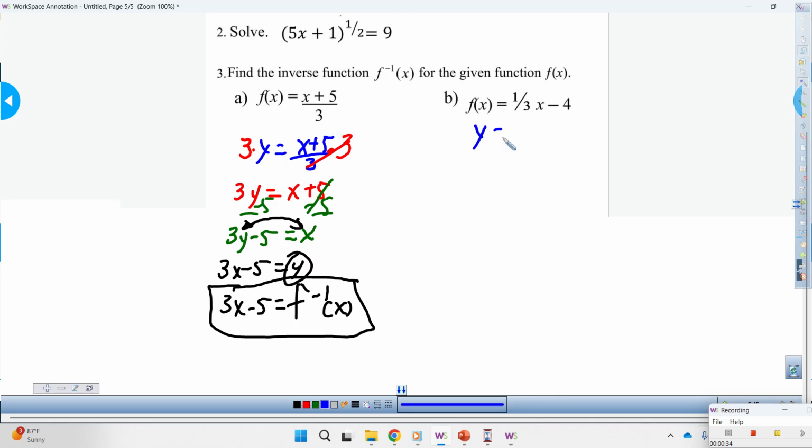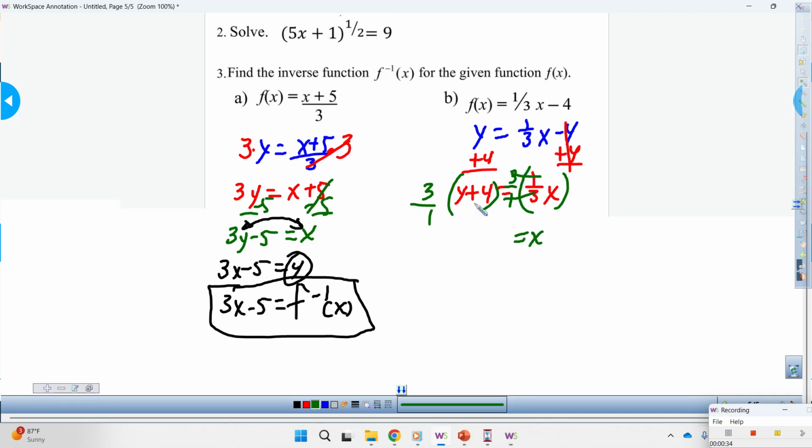Next, change f of x to y equals 1/3 x minus 4. Leave x by itself by adding 4 to each side. Add 4, add 4. We end up with y plus 4 equals 1/3 x. To get rid of that fraction, we need to multiply times the reciprocal or the fraction flip, which is 3/1 to both sides. 3/1. So this becomes a 1, so we're left with x.